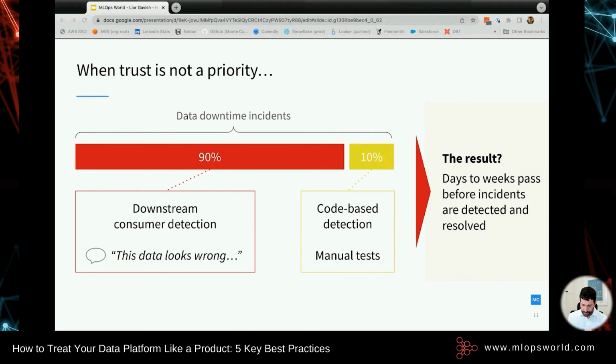This model, the pro is it doesn't require a lot of time or investment. The con, obviously, is that it doesn't really optimize for trust, right? When you let your downstream consumers find out about issues, they're not going to trust your platform, right? And so let's talk about how you might deal with that.